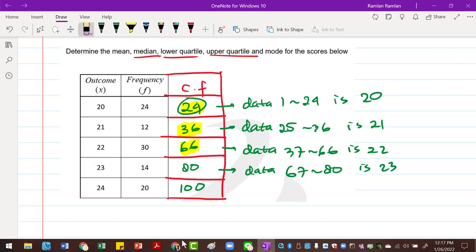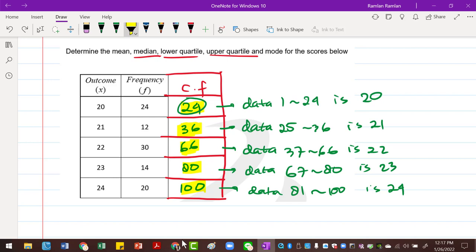And the last one is this guy, which is going to be data number 81, because after 80 is 81, right? 81 until 100 is 24. Okay, so this is how we read these numbers. We don't need to write this down actually. I'm just writing it down here because I would like you to understand how it reads and what that number means in terms of frequency.